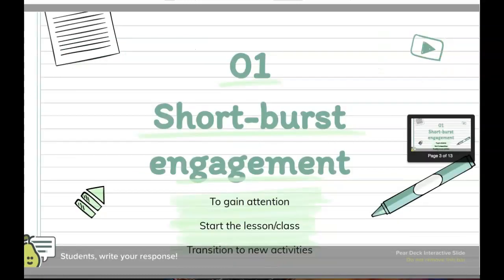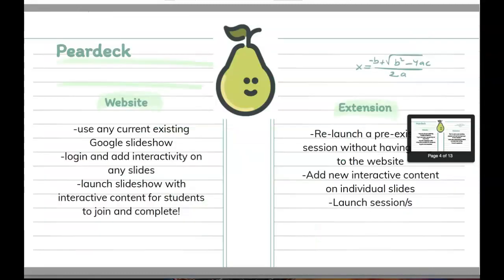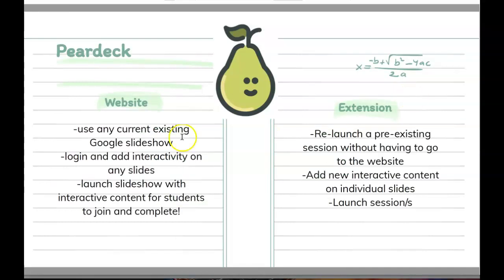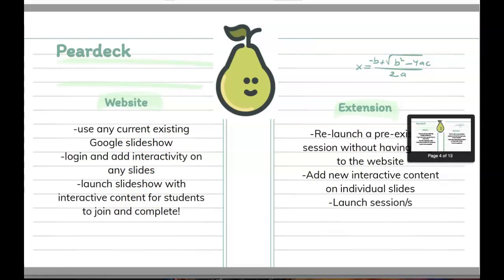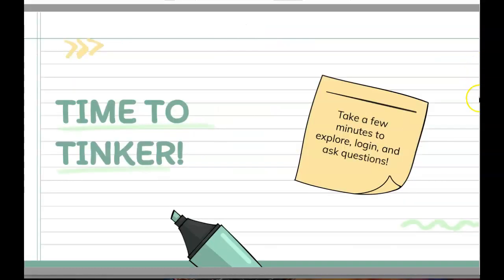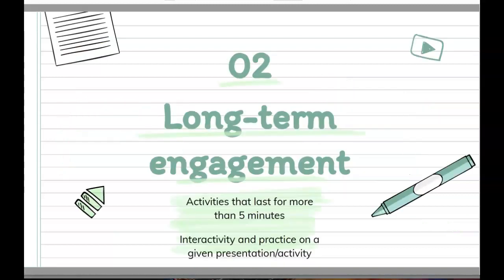Exit tickets. Okay. Representing an intention. Start the transition to new activities. Good. Okay. Launch. Oh, I see. Okay. Yeah. Okay. So you're walking them through this. Time to tinker. I like that. Take a few minutes to explore, log in, and ask questions. Good. Long-term engagement. I like the way that you're segmenting the different activities that you're showing. This is really a nice way to segment it. I like it a lot.